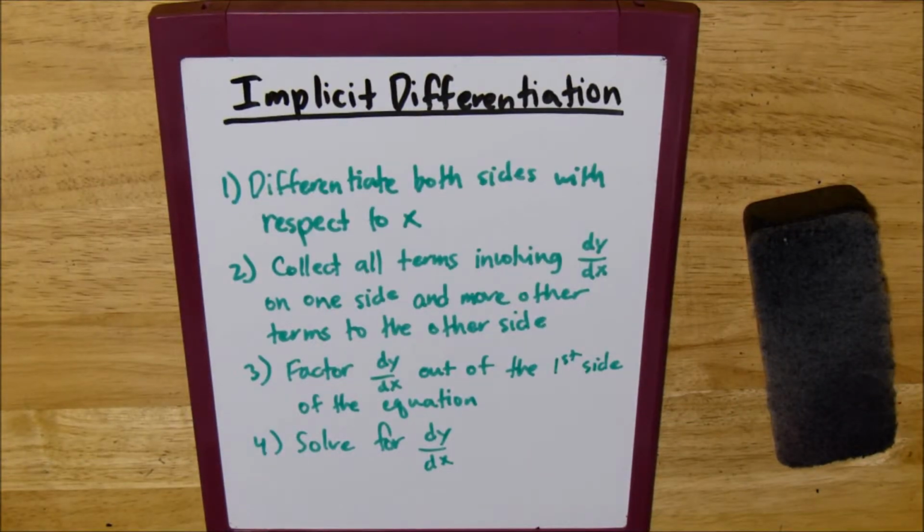Alright, now let's go over the guidelines to implicit differentiation. The first step is to differentiate both sides with respect to x. Then you collect all the terms involving dy over dx on one side and you move all the other terms to the other side. Next, you factor dy over dx out of the first side. Okay? Then you solve for your dy over dx.